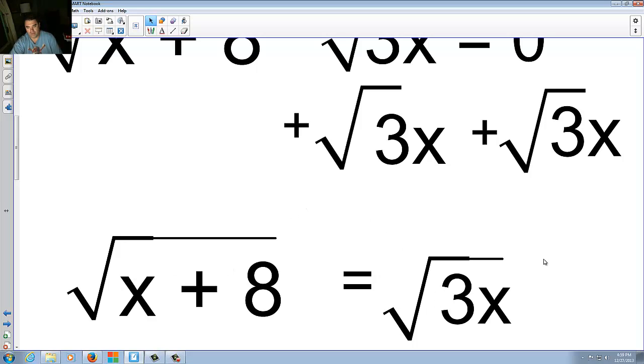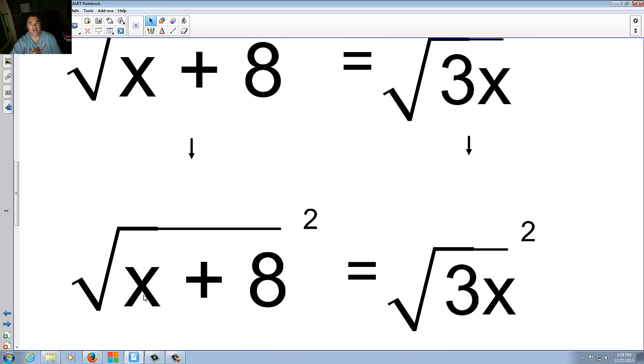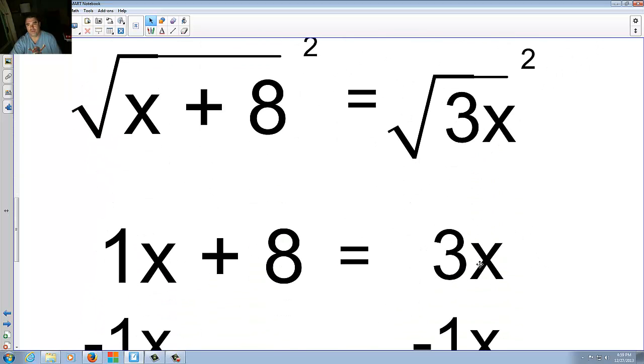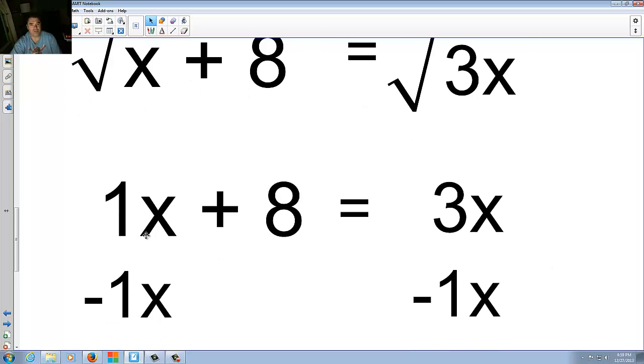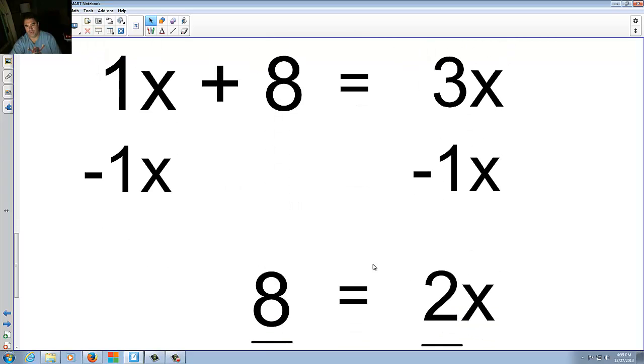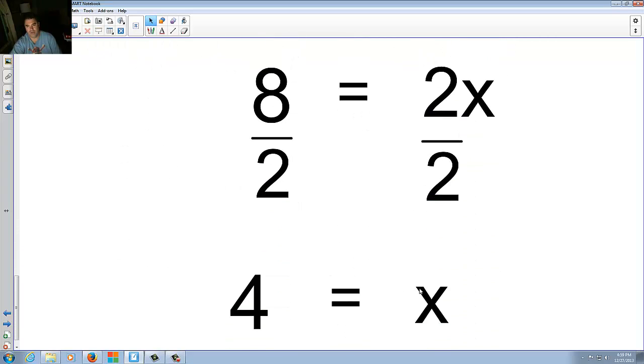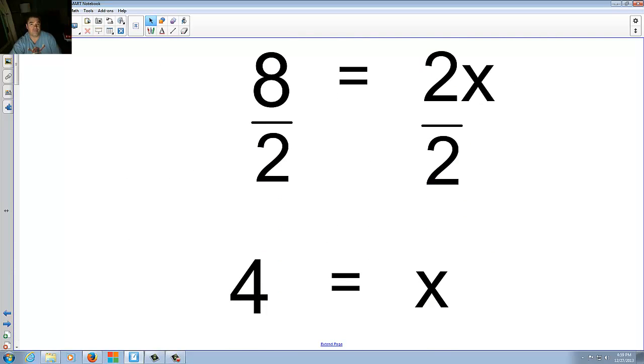Square both sides. x plus 8 will now equal 3x. And then, to get the x by itself, instead of plus 1x, minus 1x here, minus 1x here, 8 equals 2x. Divide by 2, divide by 2, 4 equals x.